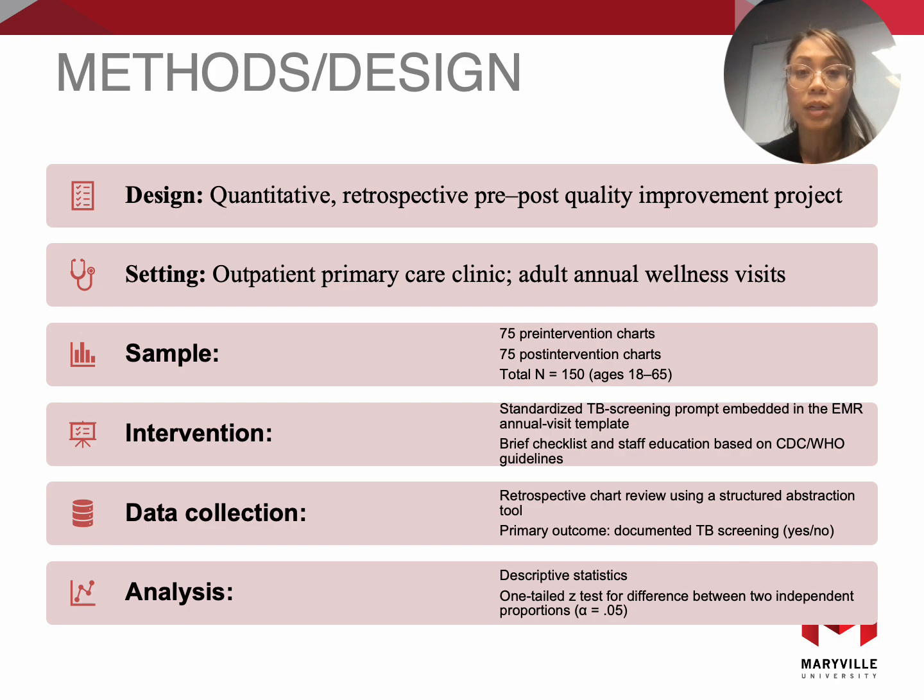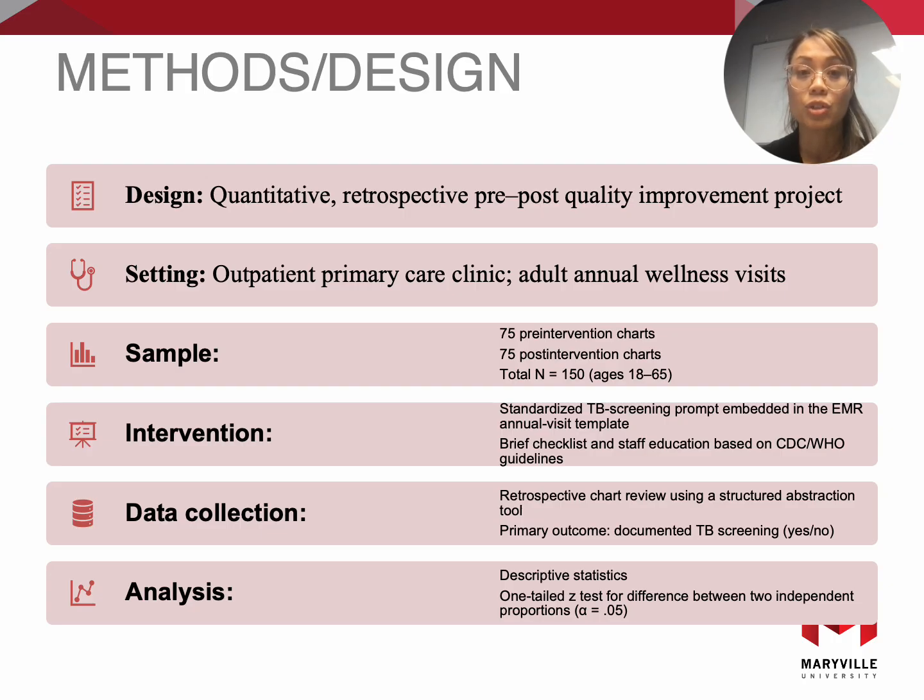The setting was an outpatient primary care clinic, and the sample included 150 annual adult visits, 75 charts from before the TB screening prompt was added, and 75 from after. The intervention was a standardized TB screening prompt embedded in the EMR annual visit template, supported by a brief checklist and staff education based on CDC and WHO guidance.